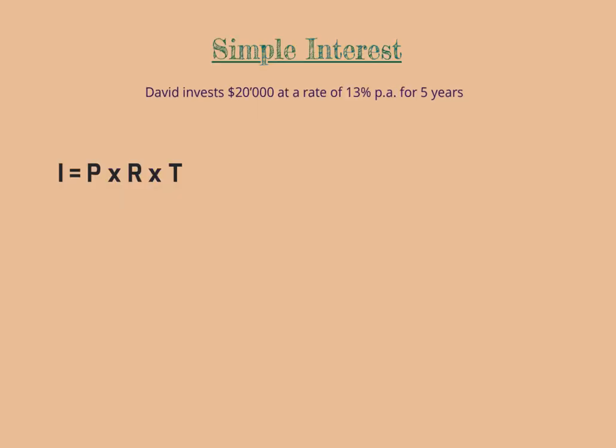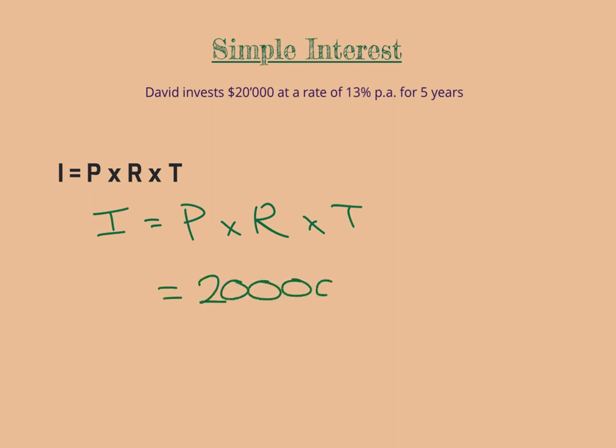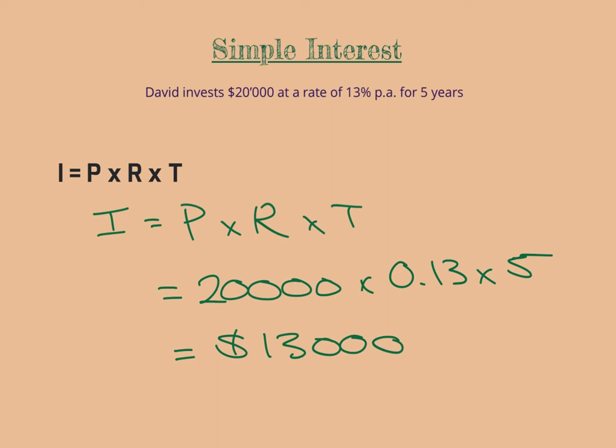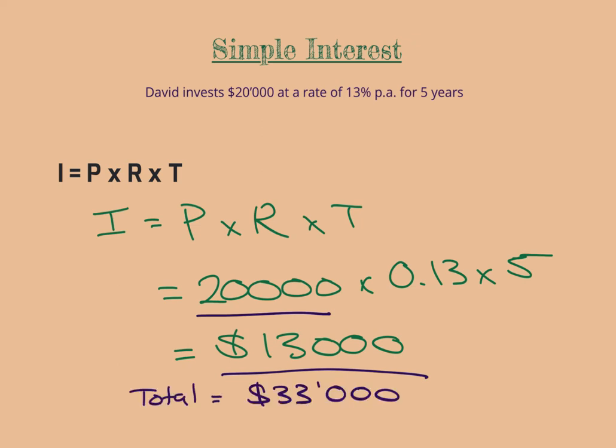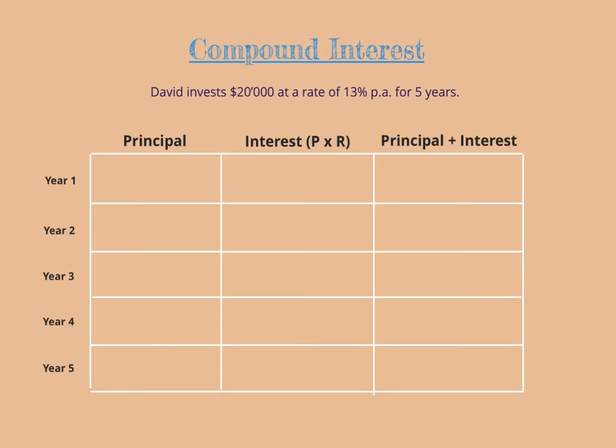So here we have David. He's investing $20,000 at a rate of 13% per annum for 5 years. So we're going to use our simple interest formula for this one. So I is equal to P times R times T. Our principal is 20,000. Our rate is 13%, but we have to write it as a decimal, so 0.13, and it's 5 years. So David, at the end of it, will have earned an extra $13,000. So by the end, sitting in his bank account, he'll have his original $20,000 plus an extra $13,000 all up in simple interest. So here we're going to look at the compound interest.